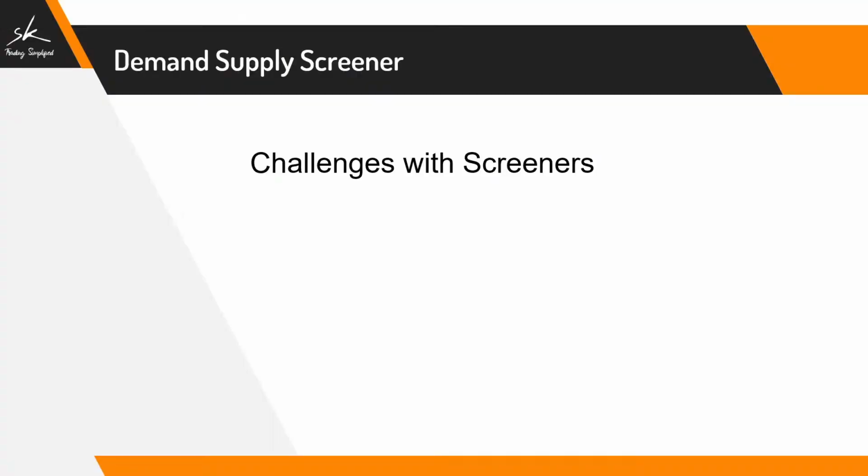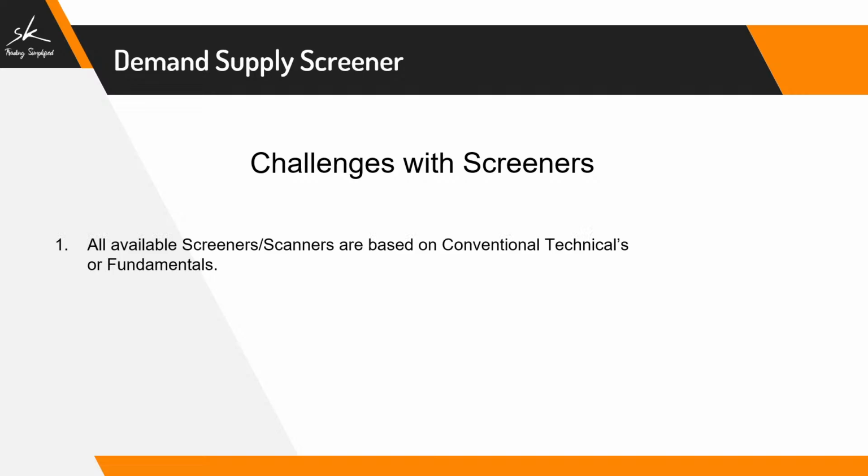Now, let's talk about what are the challenges with the conventional scanners and screeners, right? So screeners which are not based on demand and supply methodology, what are the challenges that we face? The very first challenge is that all the screeners that are available in the market are either based on conventional technical analysis or fundamental analysis, but none of them are designed based on demand and supply areas. So it might shortlist scripts for you, but those scripts might not have any quality demand areas or any quality supply areas. The symbols that they shortlist for us might not have a quality zone most of the time.